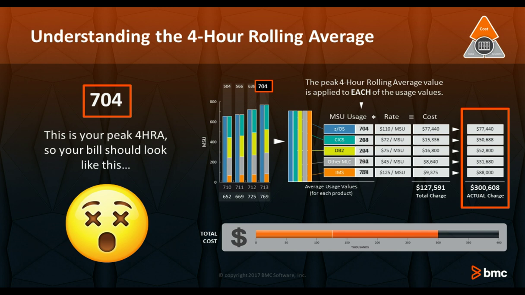So if we looked at it from our usage perspective, you would think that my bill would look like this. I am at hour 713 at the peak hour of 704, and then I look at the MSUs consumed by each particular component of that. I look at z/OS: how many MSUs did z/OS use?